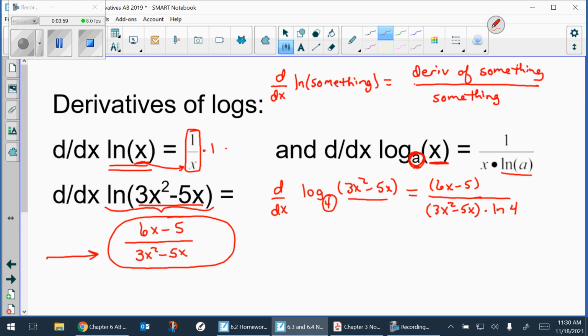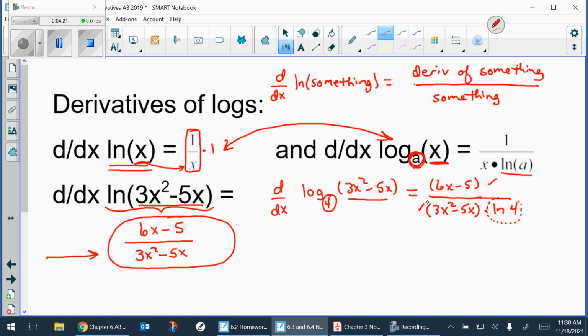So the derivatives of natural logs and the derivatives of logs are really done the same way. Except with a log, I've got to remember to multiply the bottom by the natural log of the base. But otherwise, it's just derivative of the something divided by the something.